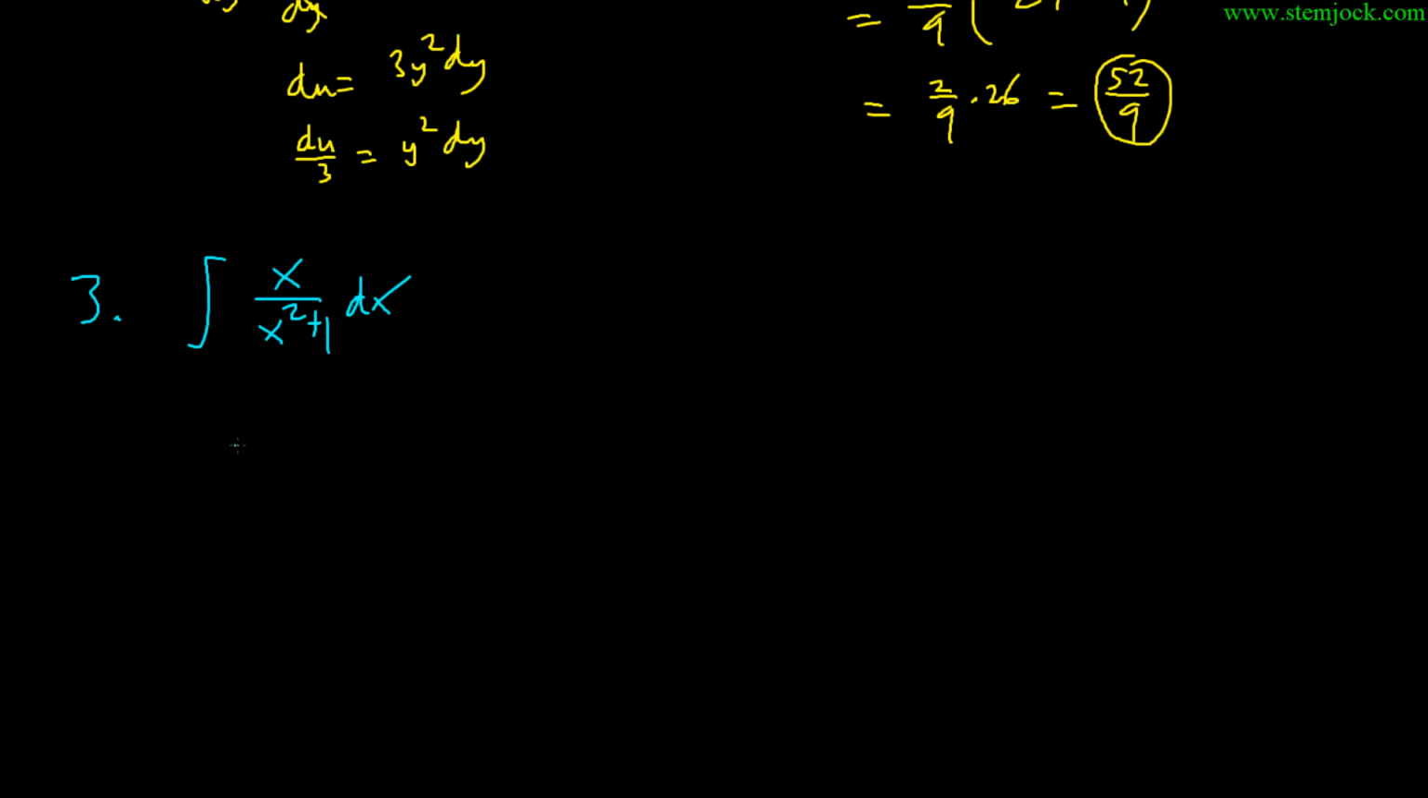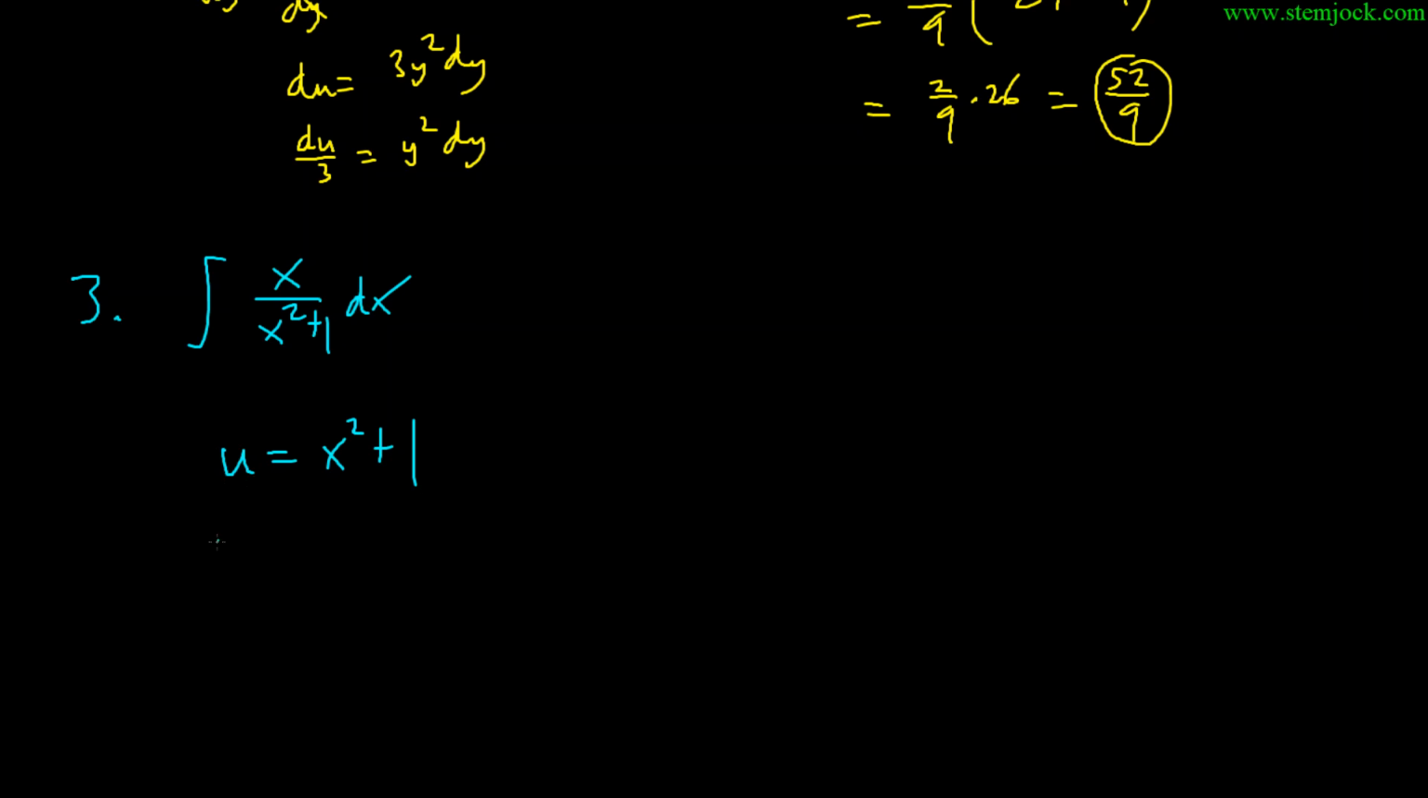So when we have a fraction like this and we want to do a u substitution, we set u equal to what's in the denominator most of the time. So I'm going to set u equal to x squared plus 1.